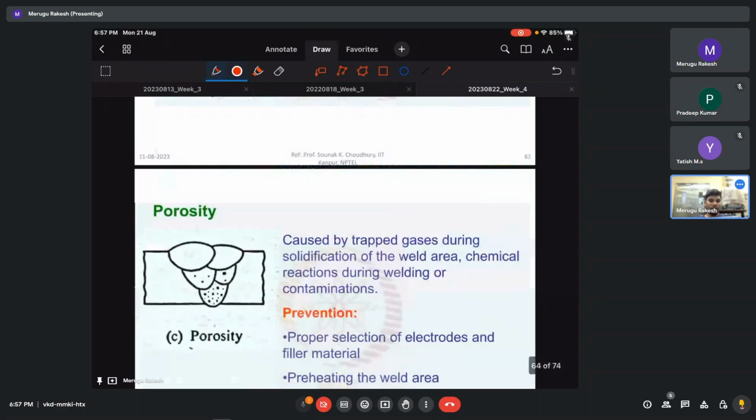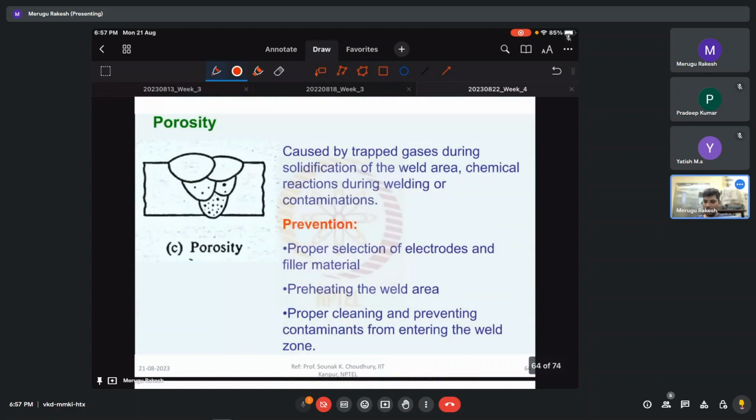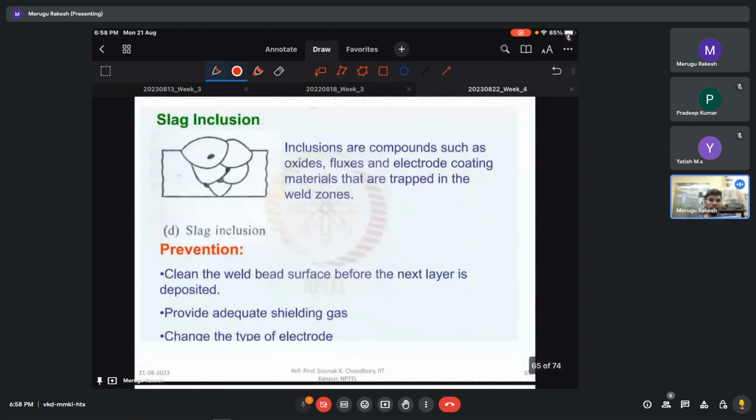defects. Then we have the porosity defect. This is very similar to casting products as well, which is caused by entrapped gases during solidification of the weld area, chemical reactions during welding, or contamination. So we can eliminate it by using proper electrodes and filler material or preheating the weld area. Also, we can use flux or degassing agents, proper cleaning, and prevent contamination from entering the weld zone. That is how we eradicate porosity.